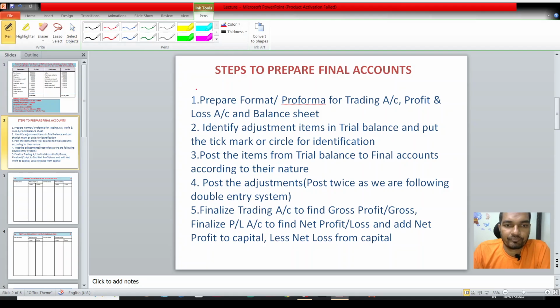First one, after going through the sum, we need to prepare the pro forma or format for the trading account, profit and loss account and balance sheet.